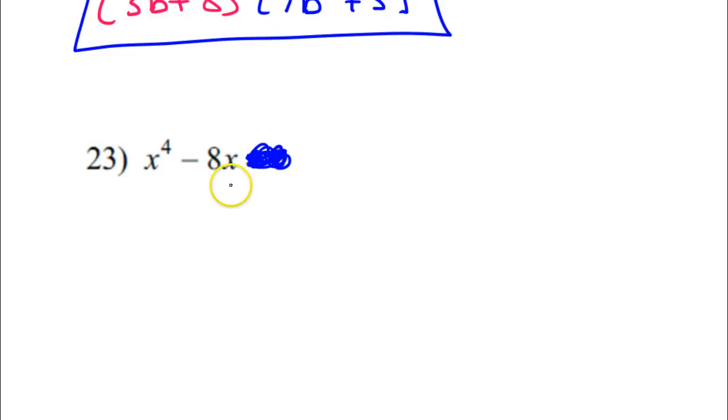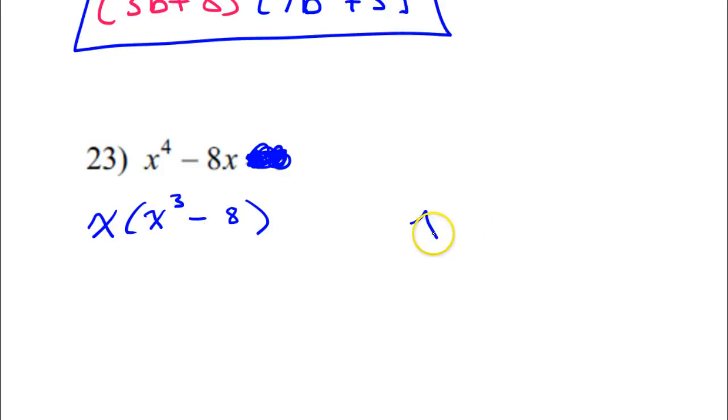So ignore that. So here we go. The first step of factoring is to pull out the GCF. I see that there's a common factor of x, so I'm going to pull that out. That's going to leave behind x to the third power minus 8. Now I will not stop here.